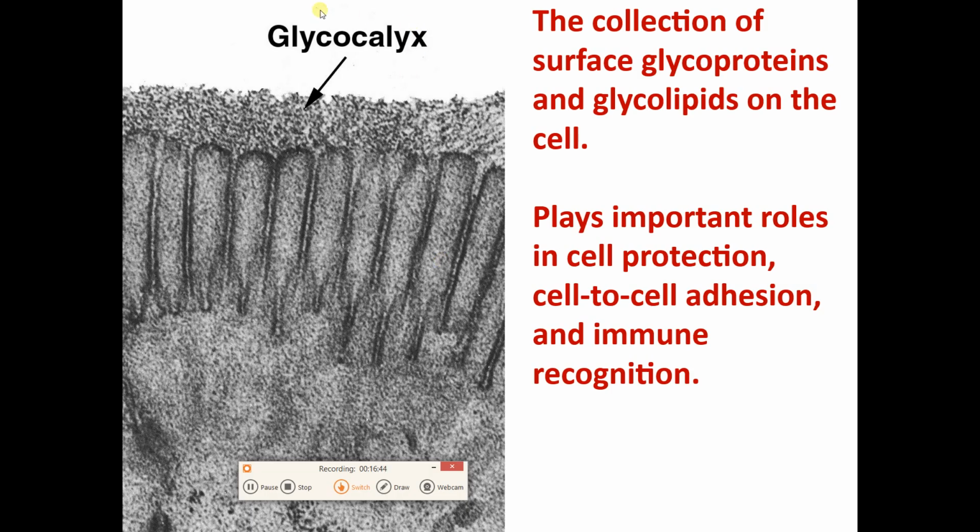Now we actually have a word called the glycocalyx. This refers to the entirety, the collection of all those surface glycoproteins and glycolipids. This is a close-up of some microvilli on a plasma membrane here. So here's all these different microvilli. We saw these in the epithelial tissue lab. And then this fuzziness here is the glycocalyx, which is all the sugar proteins and sugar lipids on the cell. And like we said, it plays a role in immune recognition, but also in terms of being a protective surface and in adhering cells to one another.